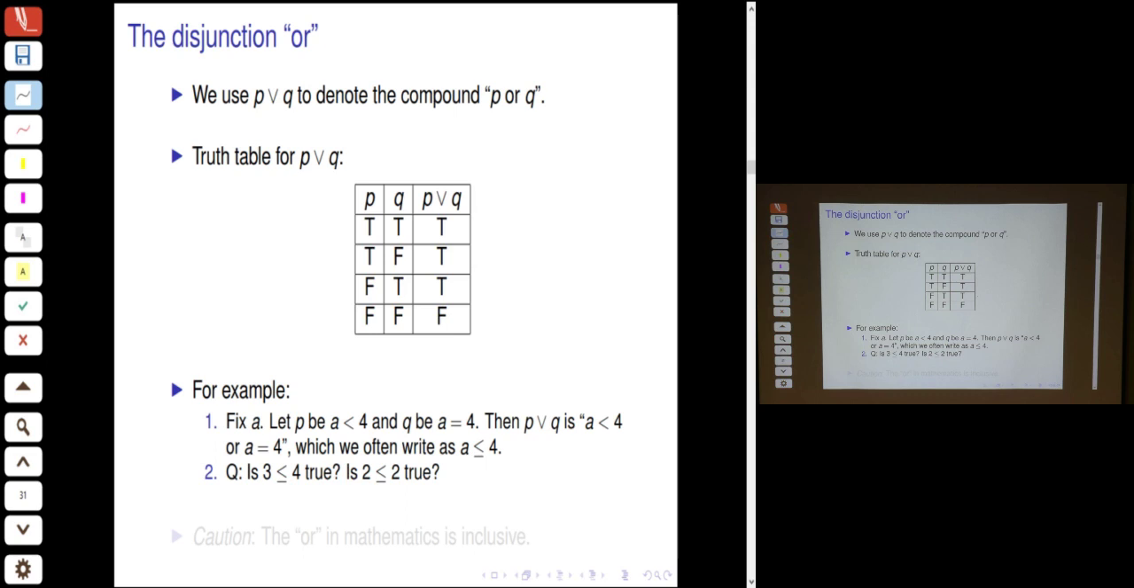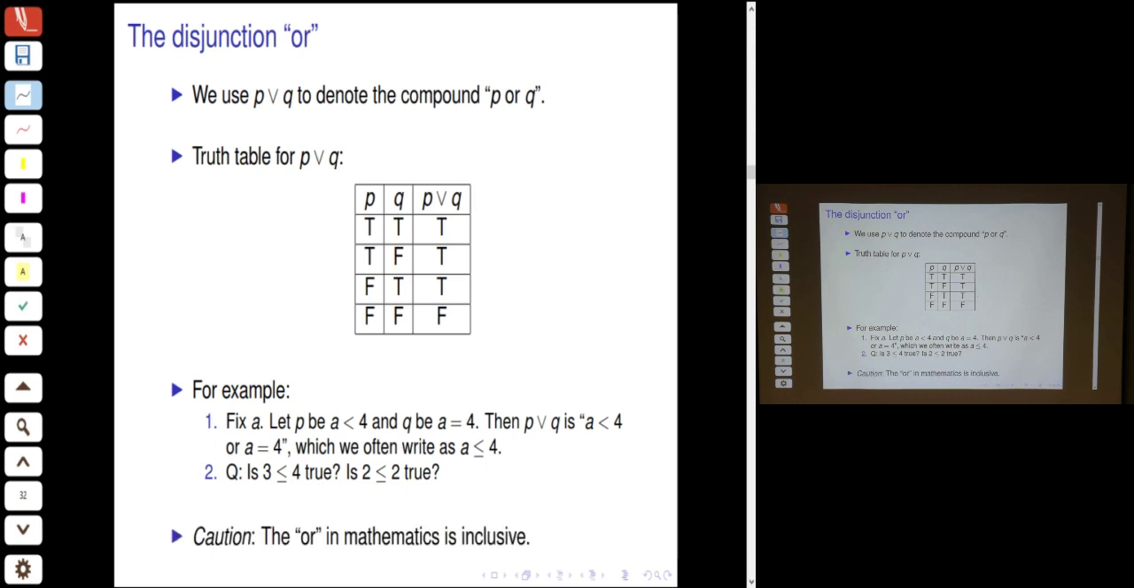Now how about this one? Is 2 less than or equal to 2 true? It's also true, right? Because 2 is less than or equal to 2 says 2 is less than 2 or 2 is equal to 2. 2 cannot be strictly less than 2, but however, 2 is equal to 2, right? So therefore, this compound is true because the second disjunct is true. So both of these are true. Is this okay?